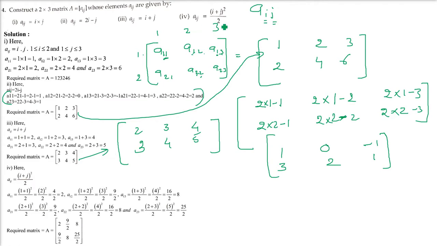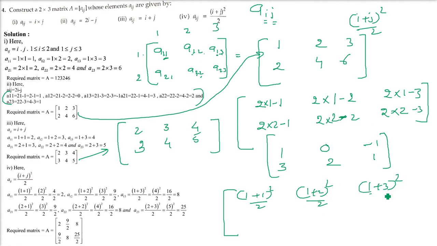Now i plus j whole square by 2. So take the row and column, add them, square them and divide by 2. So 1 plus 1 whole square by 2. Here we have 1 plus 2 whole square by 2. 1 plus 3 whole square by 2. Then we have 2 plus 1 whole square by 2. 2 plus 2 whole square by 2. 2 plus 3 whole square by 2.